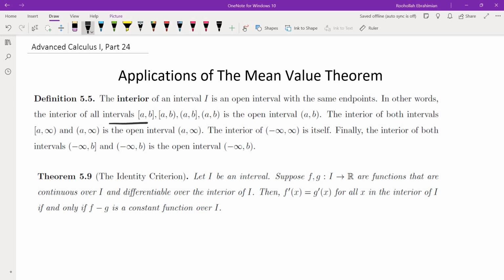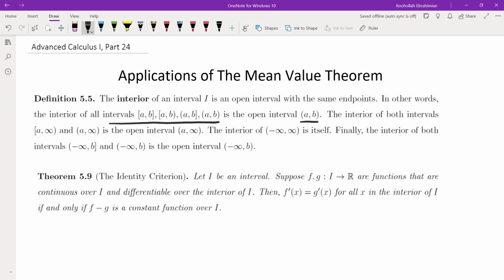So the interior of these intervals, closed a b, closed a open b, open a closed b, and open a b, they are all the same, and they are all the open interval a b. And if you have infinity on one side, then it would be basically the same idea. The interior of closed a, infinity is open a, infinity.